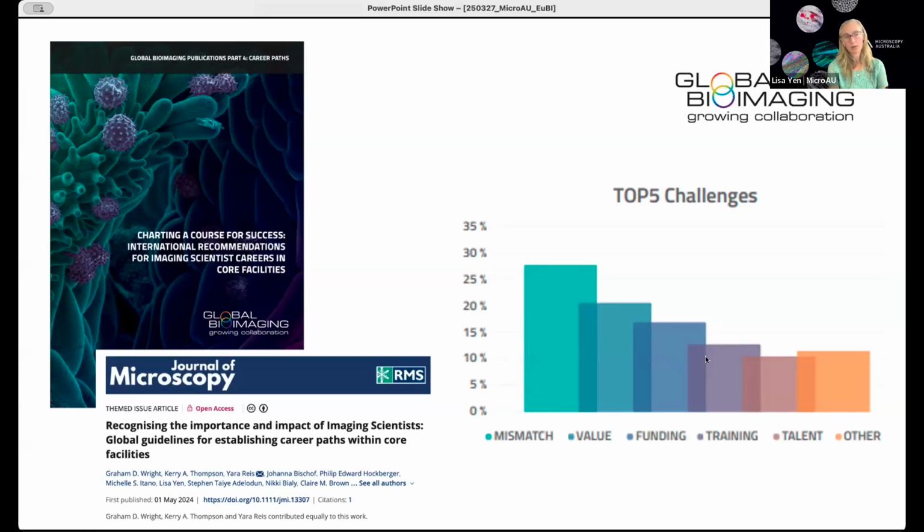And you'll see this is a bit of a summary. When we started to try and code them, the mismatch between the job they were doing and their position description did seem to come through as one of the strongest shared challenges across, but it also pulled out into those top 5: not understanding the value of the roles, challenges regarding funding for roles, challenges regarding training, and also talent, which was both recruitment and retention.